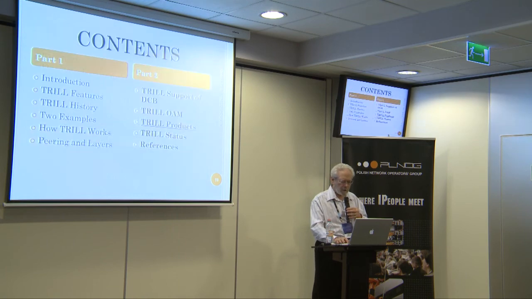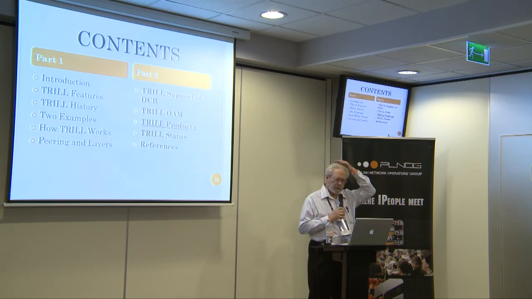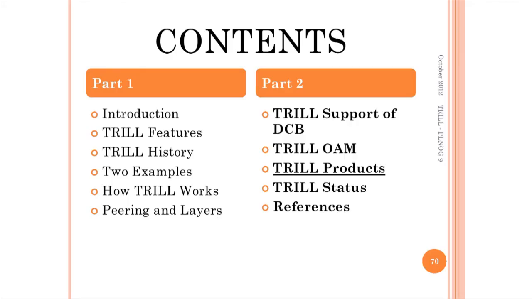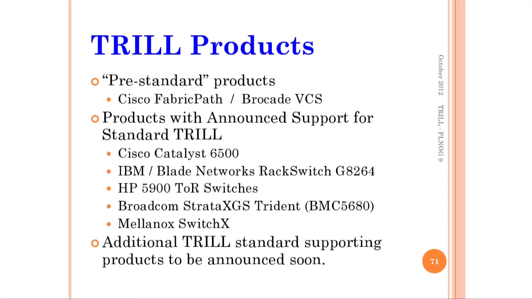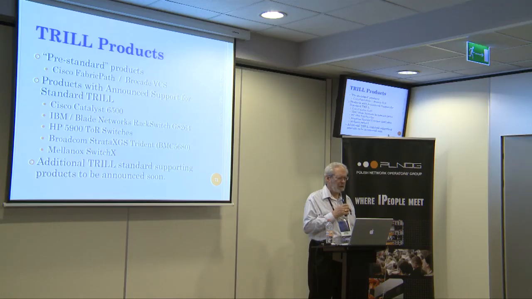So I want to talk briefly about Trill products, what's out there. This is pretty much all gleaned from public web pages and literature. For some time there have been pre-standard products. All of my slides are gleaned from those sources. Cisco FabricPath and Brocade VCS. FabricPath kind of uses the Trill control plane but a different data plane, and Brocade uses the Trill data plane but a different control plane.